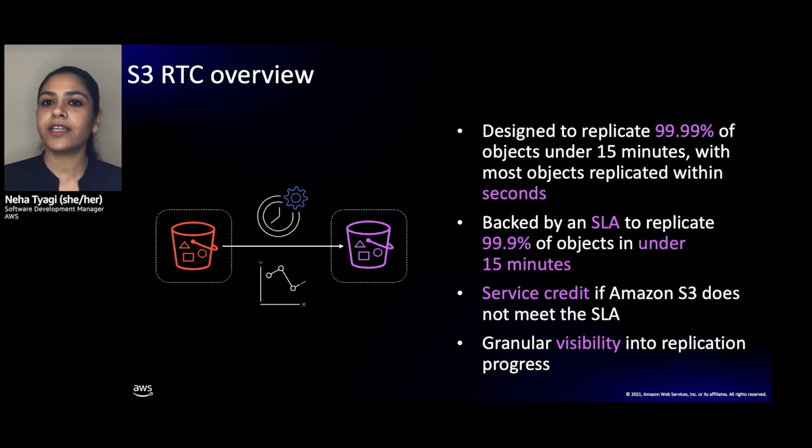By default, you get metrics and notifications along with S3 RTC, so you can have visibility into the replication progress. I can enable RTC when I create a new replication rule, and I can also add it to an existing rule. We will go over it in the demo later.